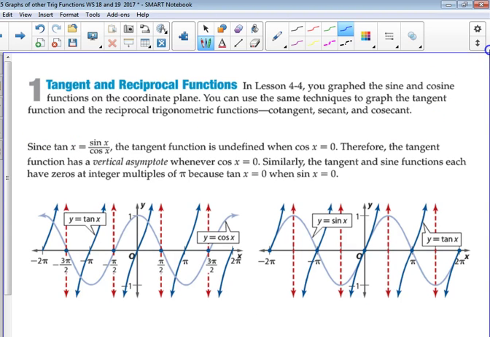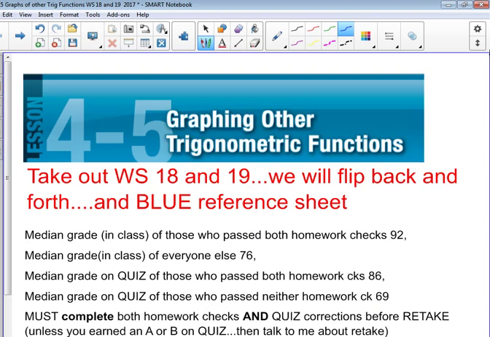Good question. All right, guys, this is worksheet. I'm going to talk about, what is it, 18 and 19? Okay, we're going to do a whole bunch of flipping back and forth. So it's not good if they're stapled together. Just have out 18 and 19 next to each other.